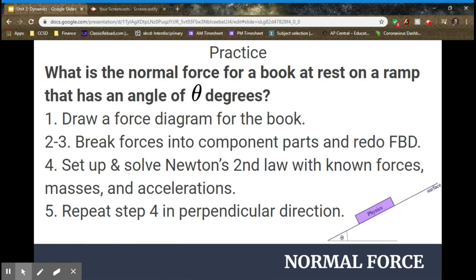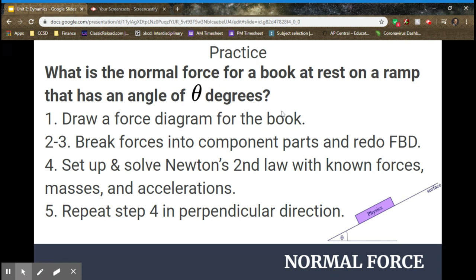So what is the normal force for a book at rest on a ramp that has an angle of theta degrees? Same steps: draw a force diagram, component parts, redo the force diagram, set up Newton's second law in a single direction, then repeat step 4 with Newton's second law again in the opposite direction.